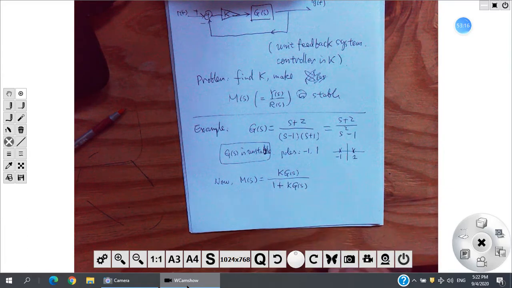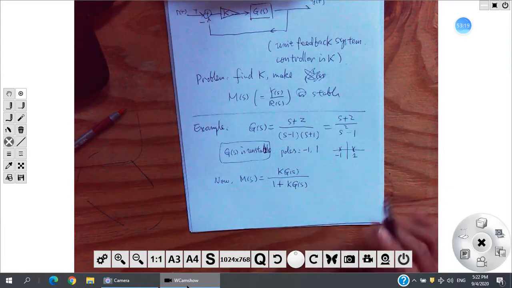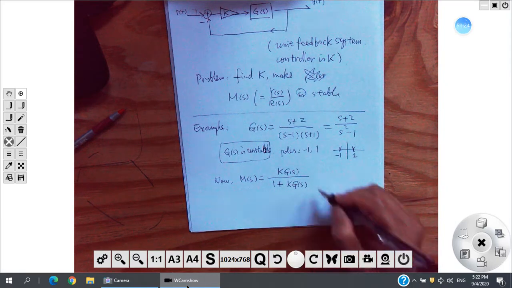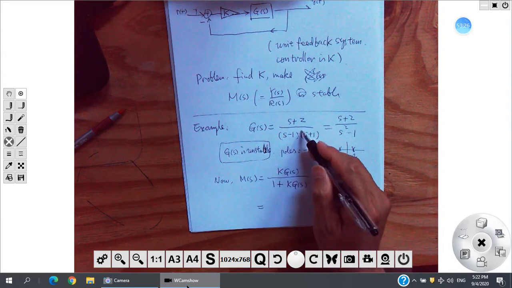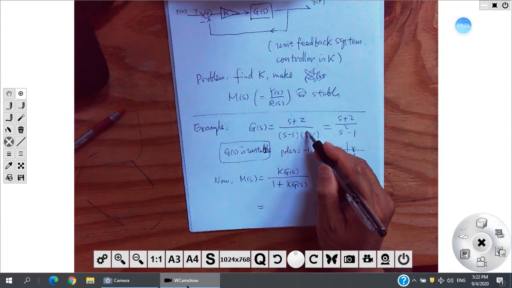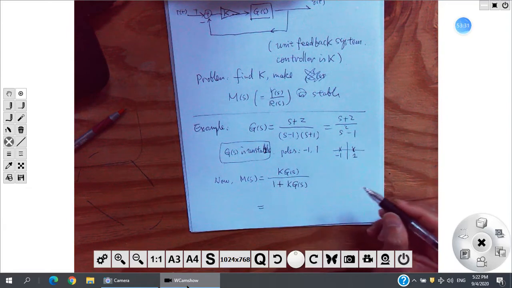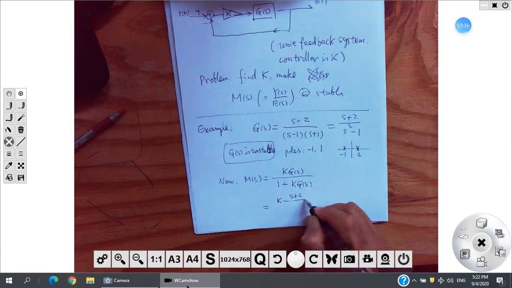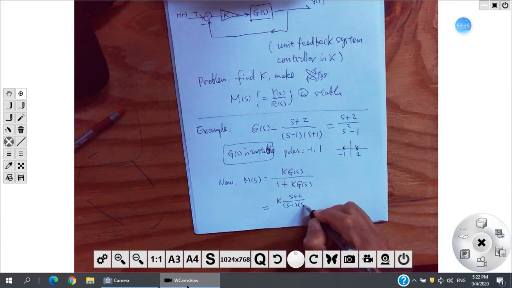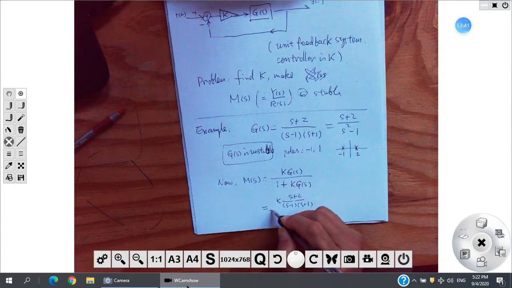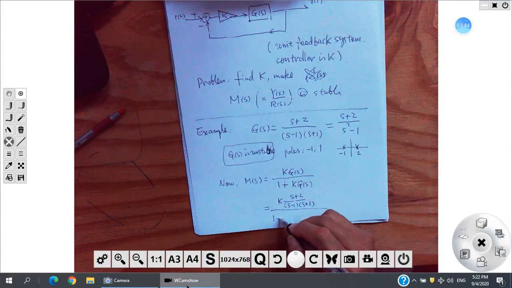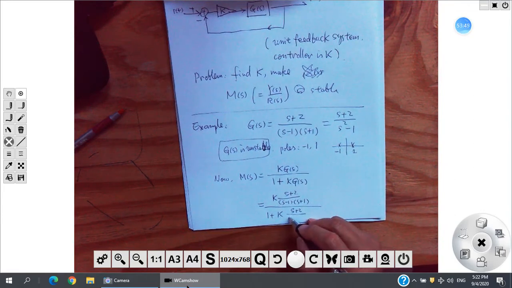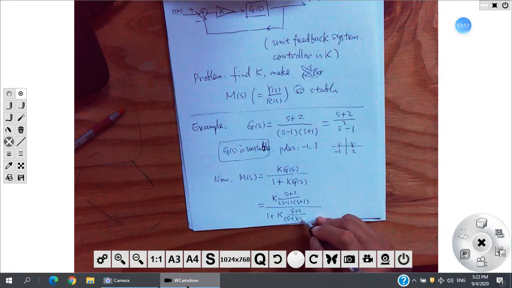Okay, now go back to our problem. So now it's a minus, here's a plus. This is M. And what is G? We know this is G, so we plug it in and simplify. Let me write step by step. The numerator is K times S plus 2 over S minus 1 and S plus 1. The denominator is 1 plus K times S plus 2 over S minus 1 and S plus 1.